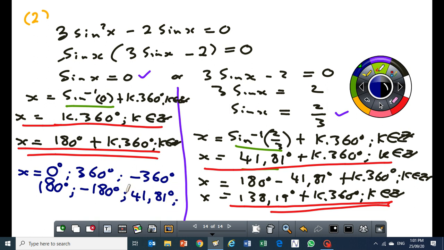Are you following what I'm doing? I'm using my general solution to determine the actual values of x, because that's what the question requires. I substitute k equal to 0. Let me substitute k equal to 1. If I put k equal to 1 here, I'll get 360 plus this. That's more than 360, so I don't want the value of x when k is equal to 1. Let's put k equal to minus 1.